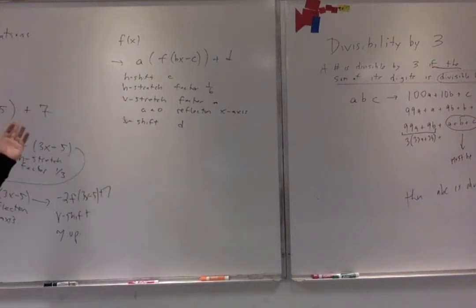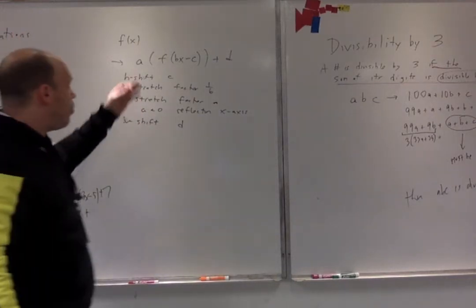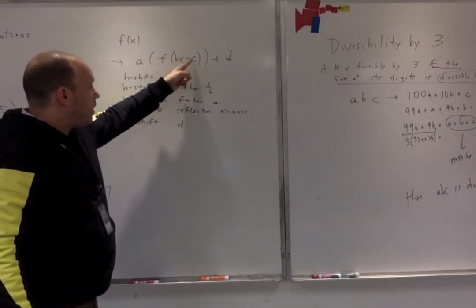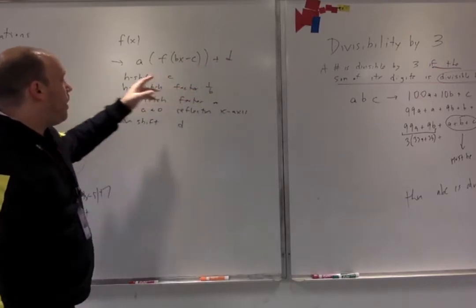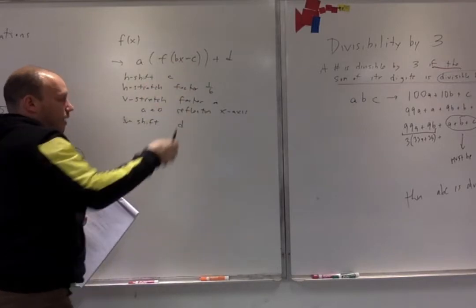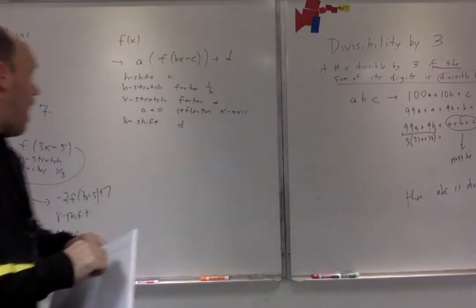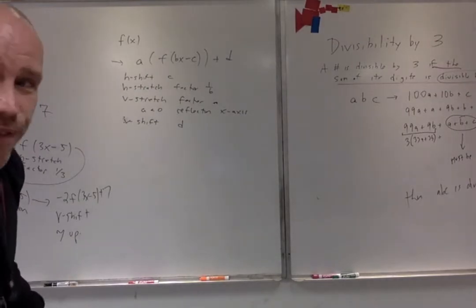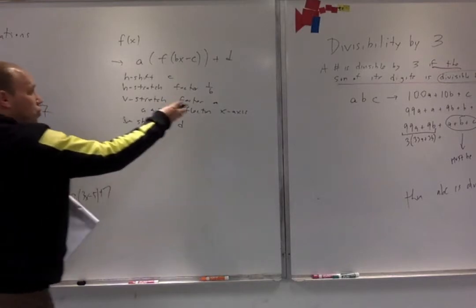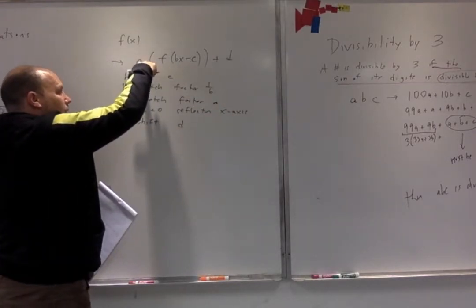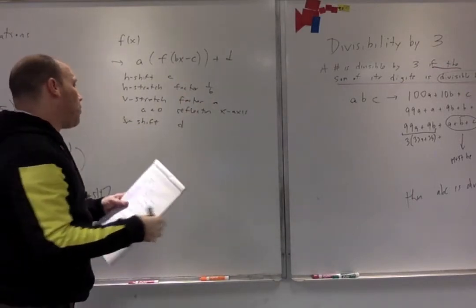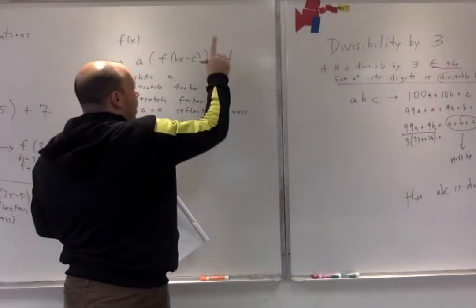So I just want to summarize what we did before, which is simply what all these variables are. So we have a f of bx minus c plus the d. Let's just start from the inside. The first thing is we have the horizontal shift of c. Then we have a horizontal stretch with a factor of 1 over b. Then we have a vertical stretch with a factor of a. Right? If a is negative, we're going to have a reflection over the x-axis, and last we're going to have a vertical shift of d.